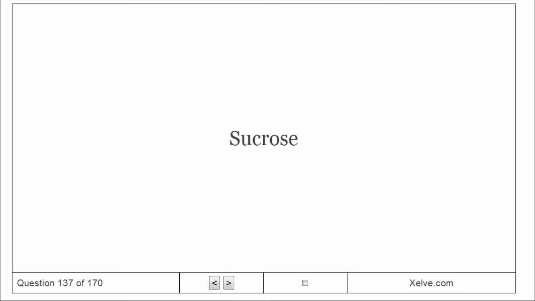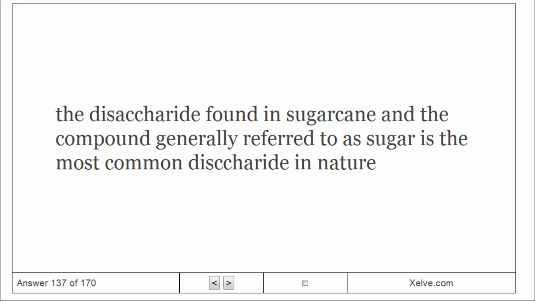Sucrose: the disaccharide found in sugar cane. The compound generally referred to as sugar, it is the most common disaccharide in nature.